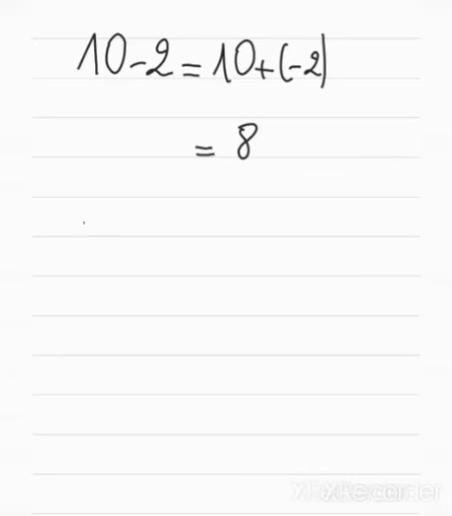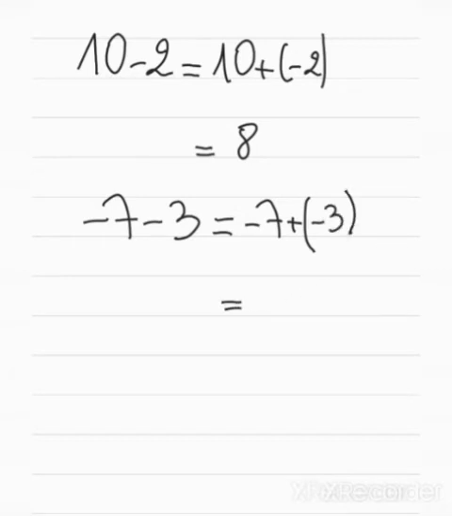Let's take negative 7 minus 3. It's negative 7 plus the opposite of 3, which is negative 3. Now I have two numbers with the same sign. I keep it and add the absolute values, which is 10. So it's negative 10.